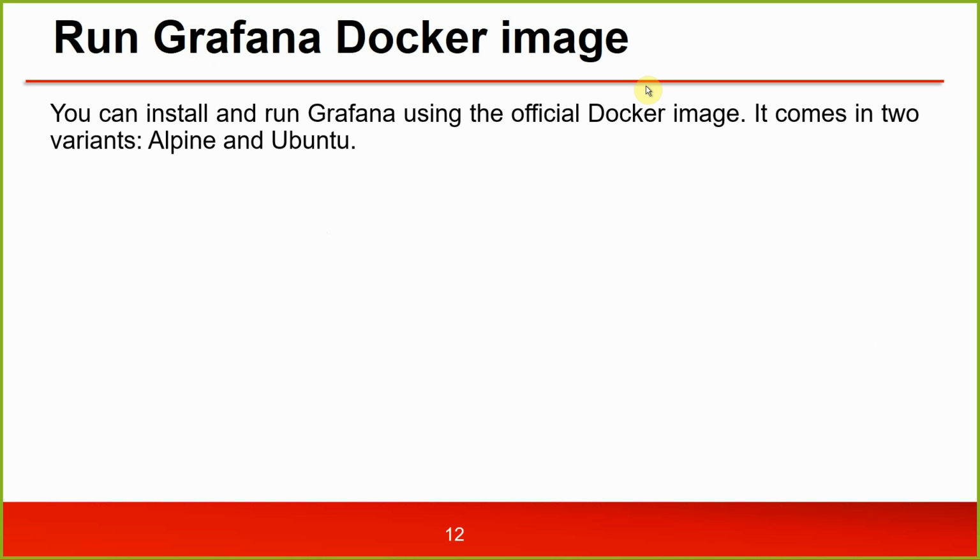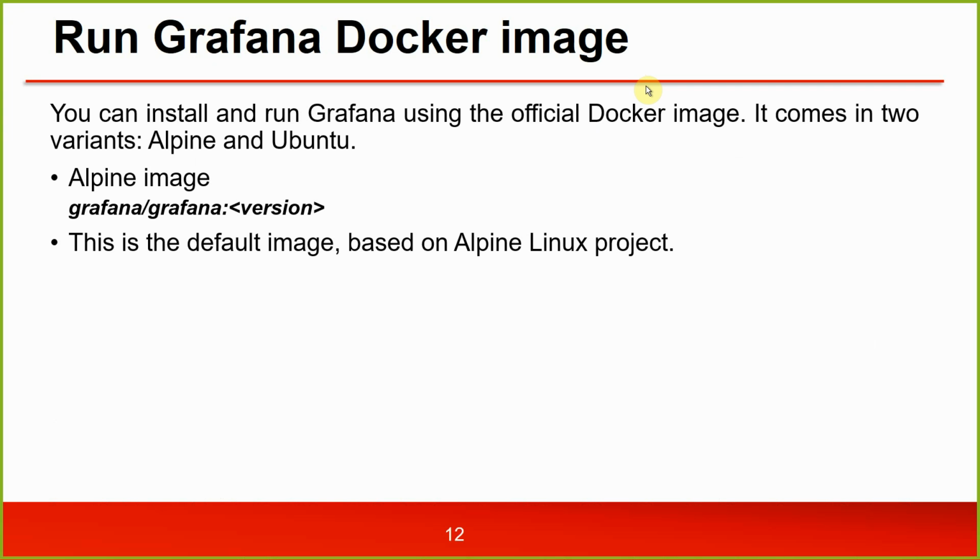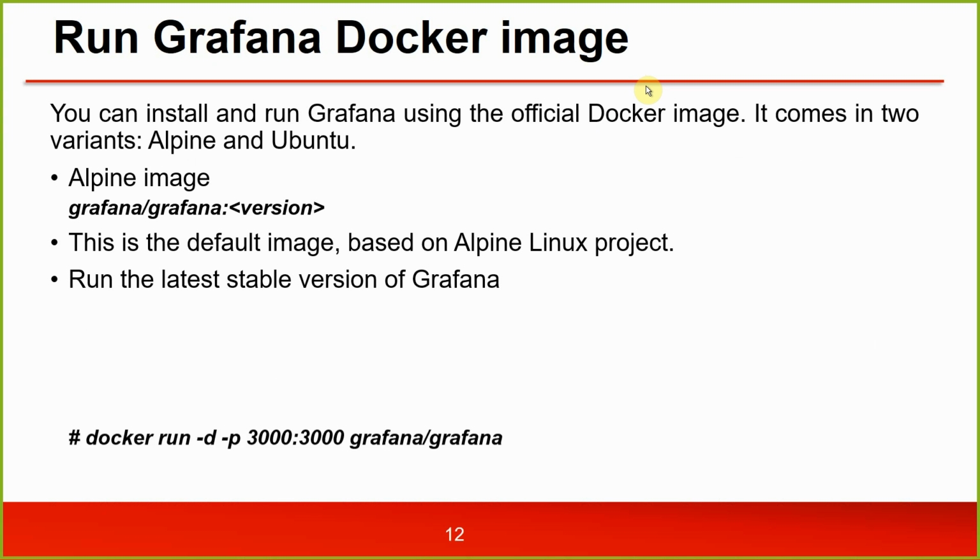Running Grafana from a Docker image. You can install and run Grafana using the official Docker image. It comes in two variants, Alpine and Ubuntu. The Alpine image is grafana/grafana followed by a colon and the tag name. This is the default image based on the Alpine Linux project. Run the latest stable version of Grafana.